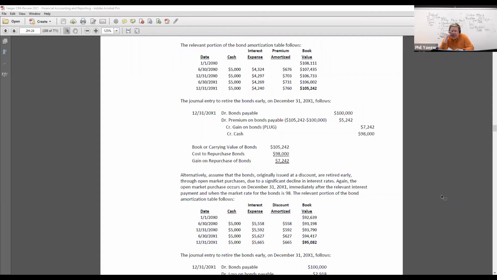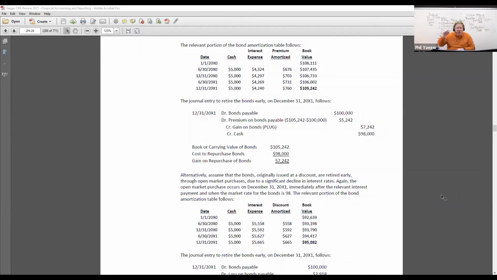We are left with the carrying value of the bonds on December 31st, 20X1, which happens to be the open market purchase date, which means that's the date we can buy back the bonds. So it says open market purchase. What does that mean? The market is open. You can buy back your bonds on that date. You think they're going to let you just buy back the bonds anytime you want? No, I guess not.